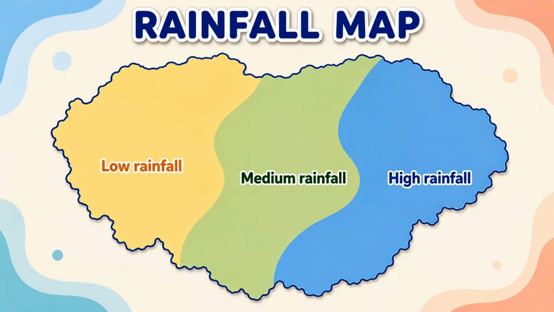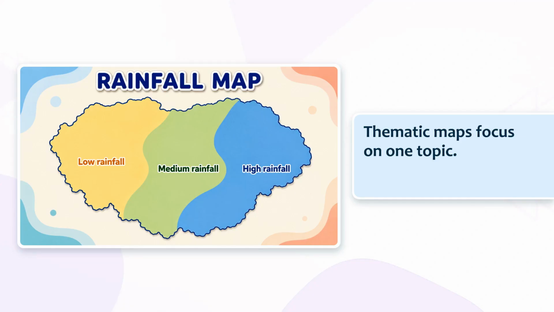Next, we will see how one map can focus on a single topic such as rainfall. The title tells us this map is about rainfall, and the colors show where rainfall is low, medium, or high. A thematic map focuses on one chosen kind of information in a region. Follow the one pattern shown. Thematic maps focus on one topic. Rainfall is one example of such a topic.